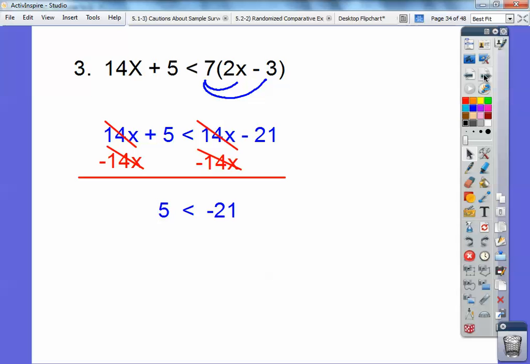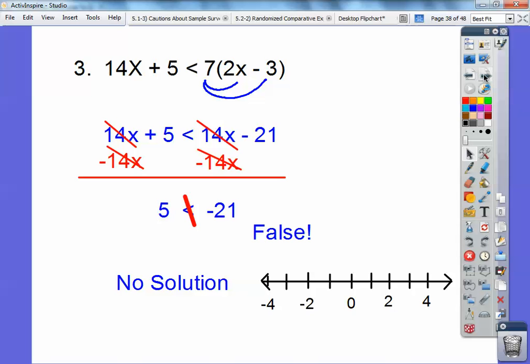And you have to think about this. Is 5 less than negative 21? Of course not. So when it's a false situation, then you say there's no solution. So if you get an inequality in a goofy situation like this, if it's a false case, then the answer is no solution. And how do you graph a no solution? You just graph an empty number line, you guys. That means there's no solution on that. So just draw an empty number line with no shading.